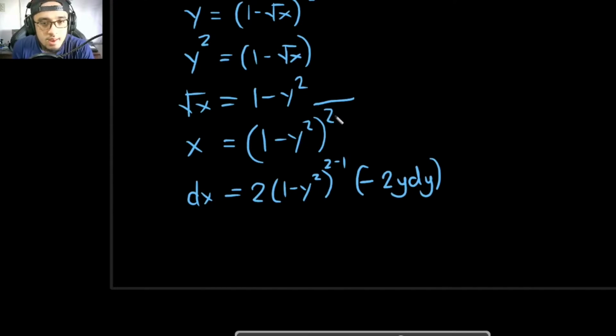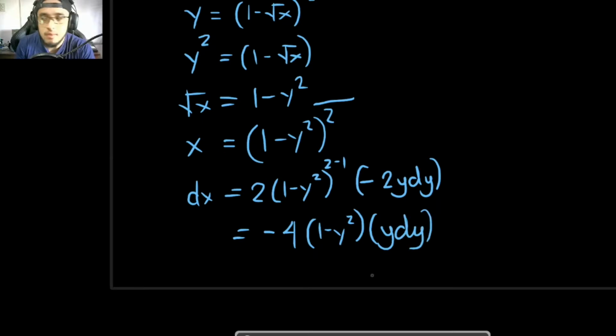Once again, the exponent goes down here, then this is raised to n minus 1, times the derivative of the function right here, which is negative 2y dy. Simplifying this, it becomes negative 4 times (1 minus y squared) times y dy. So this is now your value for dx.